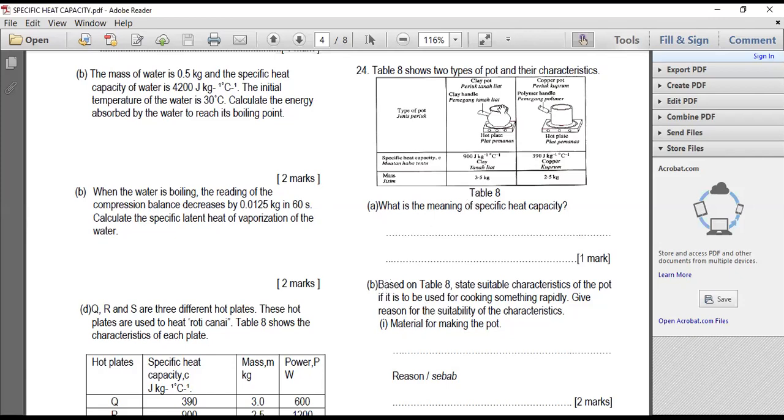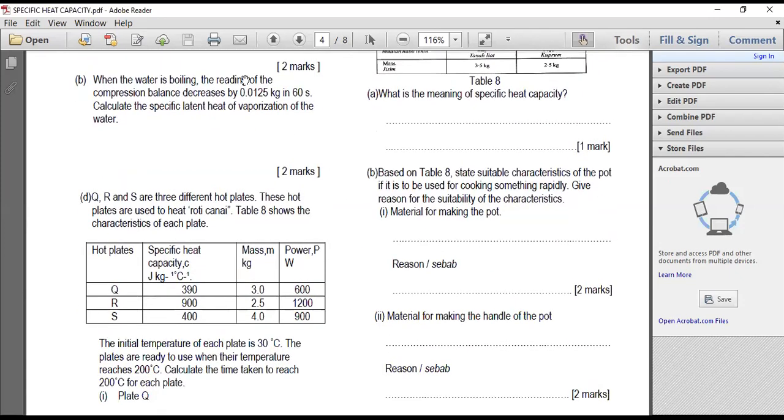Okay, so for the material of the pot, there is clay and also there is copper. You see, clay has higher specific heat capacity. Copper is lower. That means copper gets heated up faster. Okay, so we will choose copper. Reason: lower specific heat capacity.